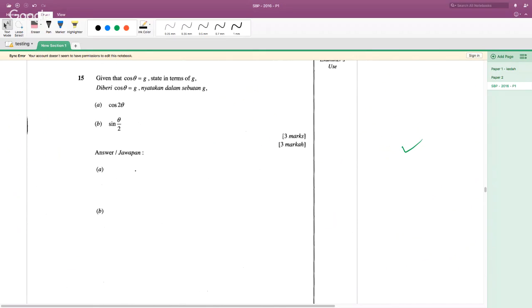I remember cos 2 theta, you have 3 different formulas. So let me just refer back. Yeah, you have 3 formulas, but over here you only have the value of cos. So what I will do is use cos 2 theta equals 2 cos square theta minus 1. Right, so then this is very easy. Your cos is G, right? Cos square means it's G square minus 1. Okay, this is A.